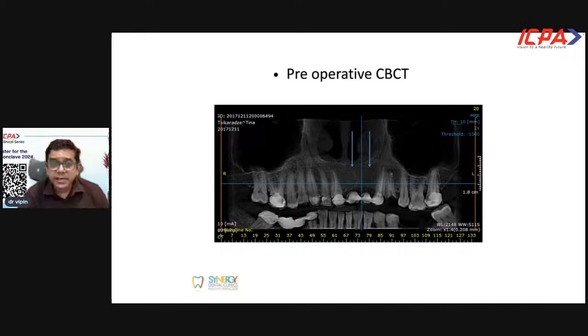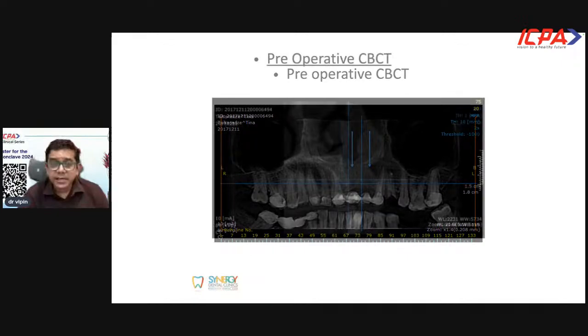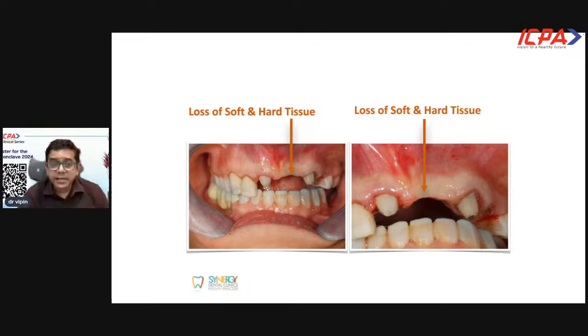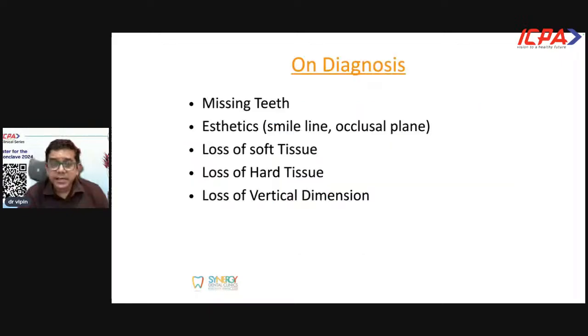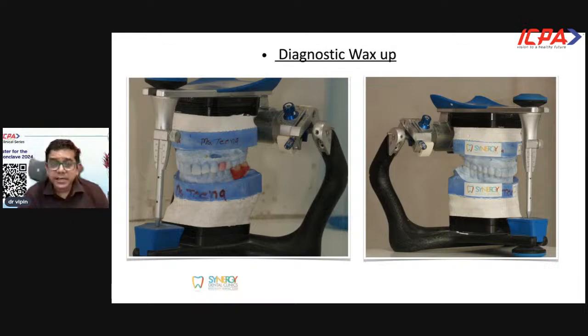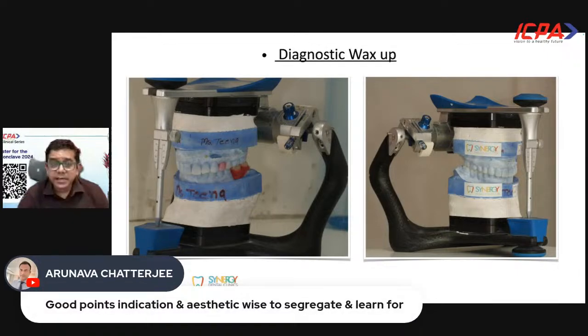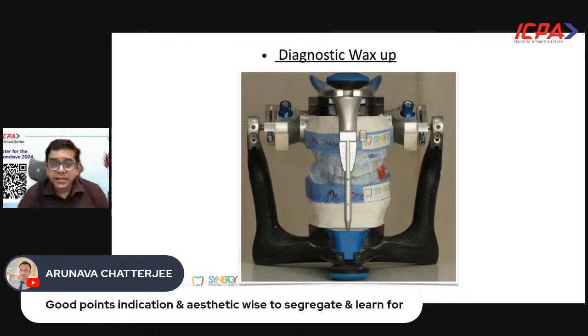These are the places where we plan to do GBR and then implant placements. Like, we took a scan. After removing the bridge, this was a condition. The teeth that were holding the bridge were all post and core treated. Right. So on diagnosis, we had missing teeth, aesthetic loss of soft tissue, loss of hard tissue, loss of vertical. We digitally mounted her on Class B on a semi-adjustable articulator that is made by Aman Girbach. So this is a digital articulator which can be mimicked on the screen also, right?